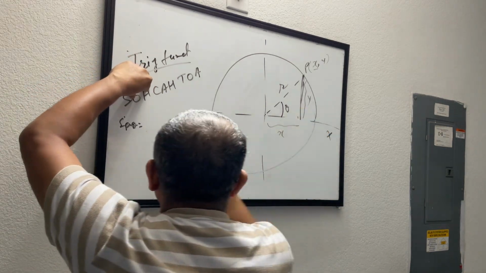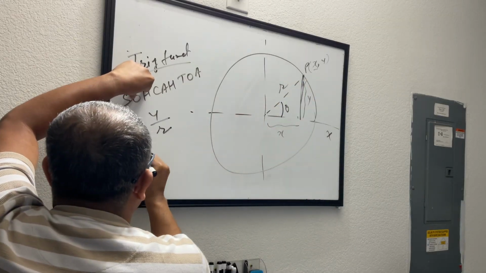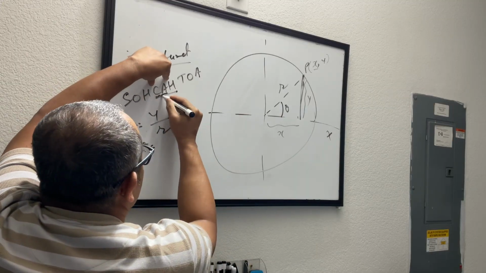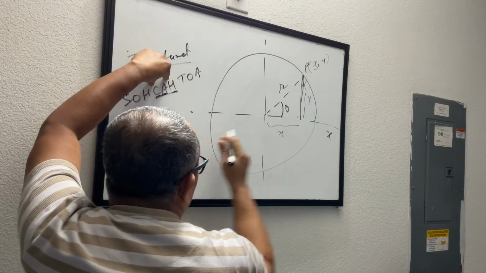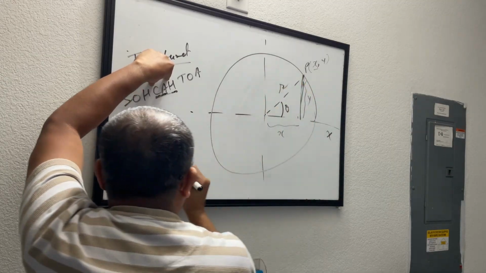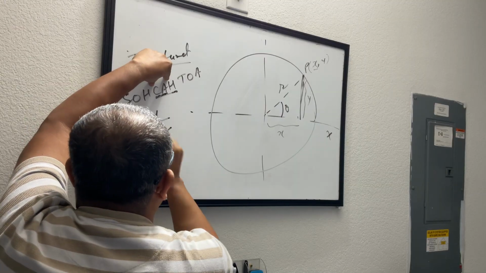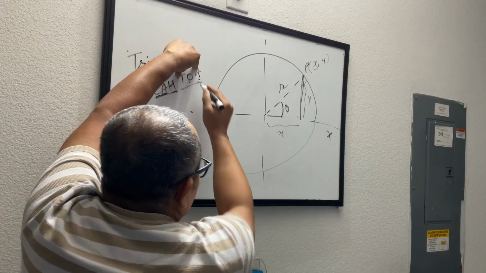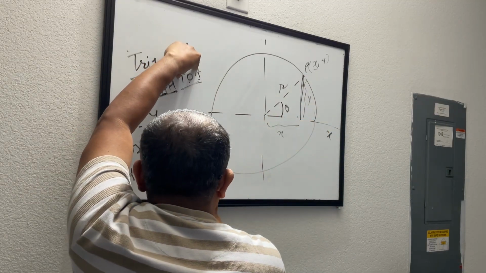So here opposite side is y over hypotenuse, which is r. Cos of theta is adjacent side by hypotenuse. So this is adjacent side, which is x over hypotenuse, which is r. And tangent of an angle theta is opposite side by adjacent side, y over x.